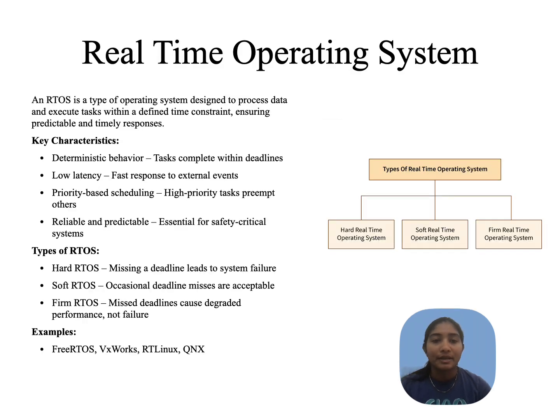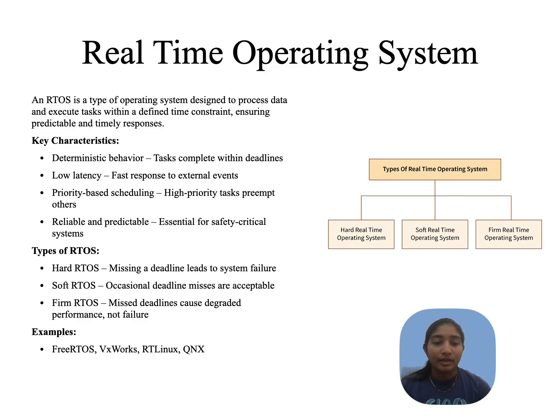What is a real-time operating system? A real-time operating system or RTOS is designed to handle tasks within strict time constraints, making sure responses are fast and predictable. It's especially important in systems like medical devices, automotive controls, and industrial automation where delays can be critical. RTOS offers deterministic behavior, meaning tasks are completed exactly when expected. It uses priority based scheduling so urgent tasks can preempt others. This ensures low latency and reliable performance.